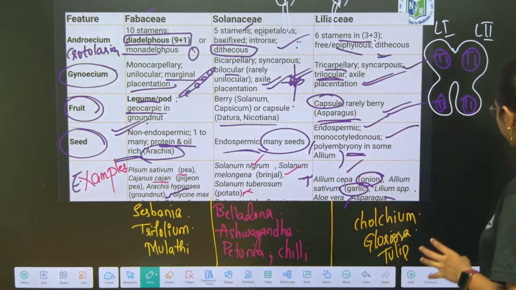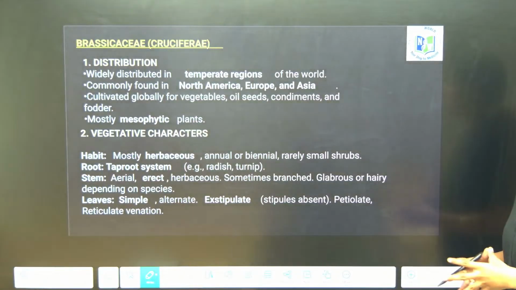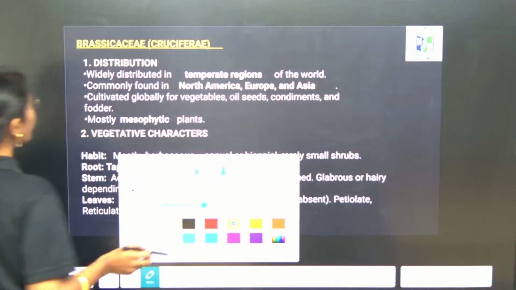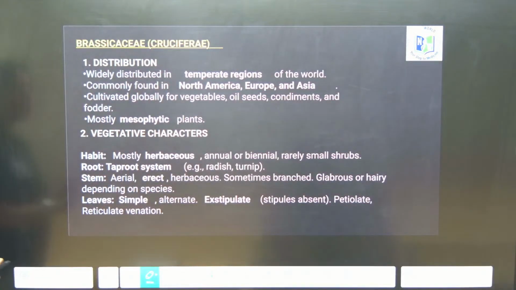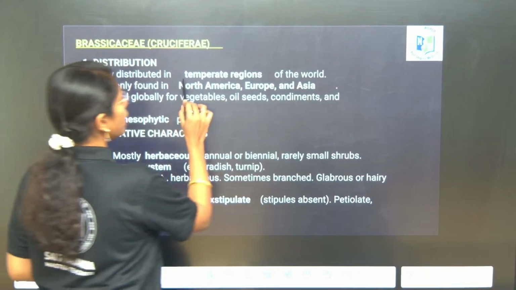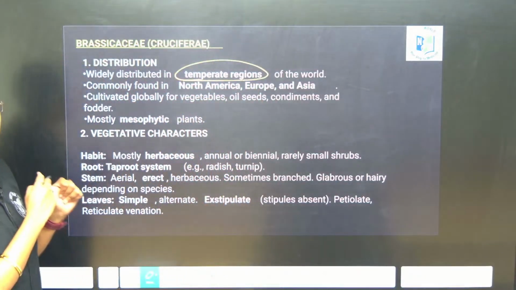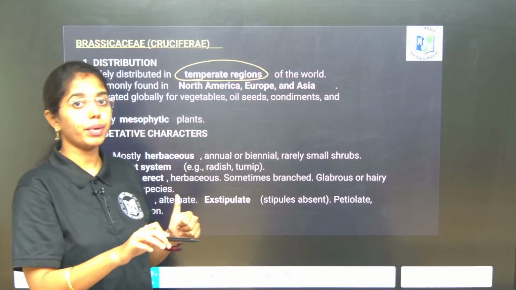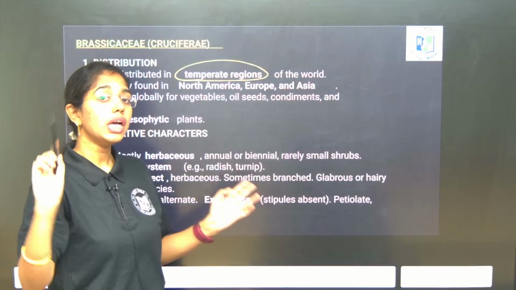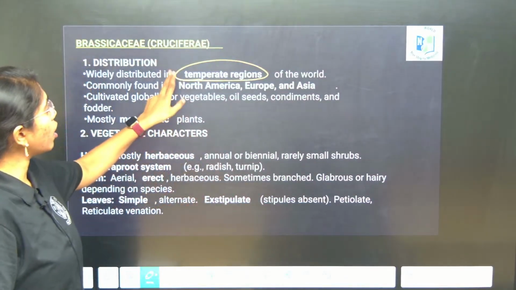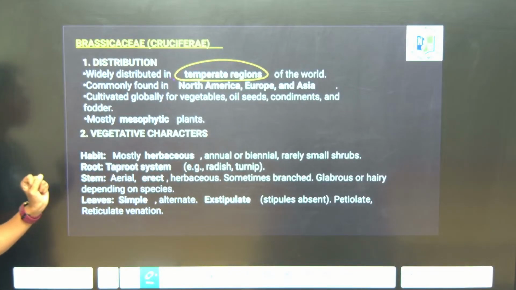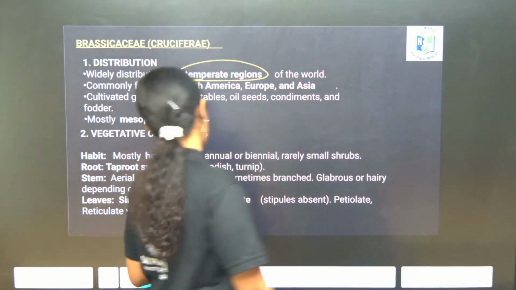At the end, let us focus on the Brassicaceae. Firstly, the distribution of Brassicaceae. Anyhow, we have already learned the floral diagram, floral formula. Once you look into the theory also. They are widely distributed in temperate regions. Tropical, subtropical, Fabaceae distribution. Remember that. Tropical, subtropical and few of the temperate regions, Solanaceae. Temperate regions, Liliaceae, and here also Brassicaceae members are widely distributed in temperate regions.